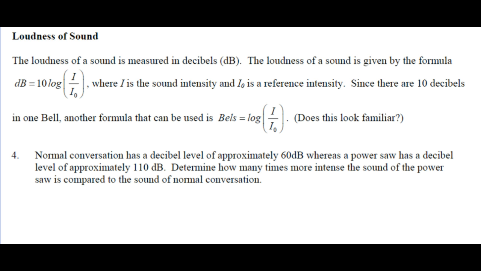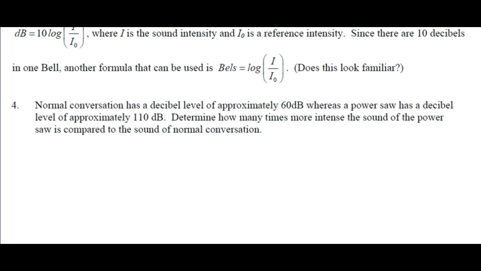Since there are 10 decibels in one bell, another formula that could be used is bells, which would be log of I over I naught. Look familiar? Same as the Richter scale, right? So it's just comparing the intensity to a reference intensity. So for sound, the reference intensity is just the sound that's barely audible. Okay, like, did I hear something?